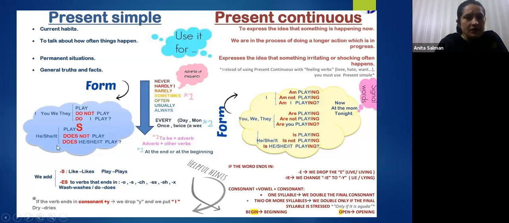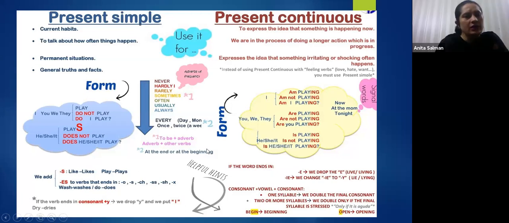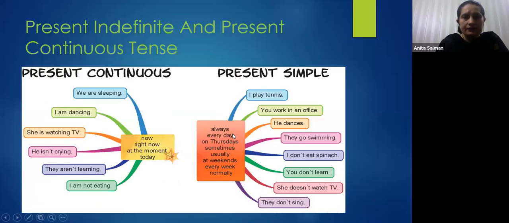Is it clear? This is the basic form that you have already learned. I'm just going to revise it. And always remember we add s, like likes, play, plays, or es, where the verb ends in o, s, ch, double s, sh, x. That is your previous information. I'm just quickly going to revise this. So if the verb ends in consonant y, we drop y and we put i, like dry. How will you do it in the plural? Dries. That we already know. I'm just revising it.